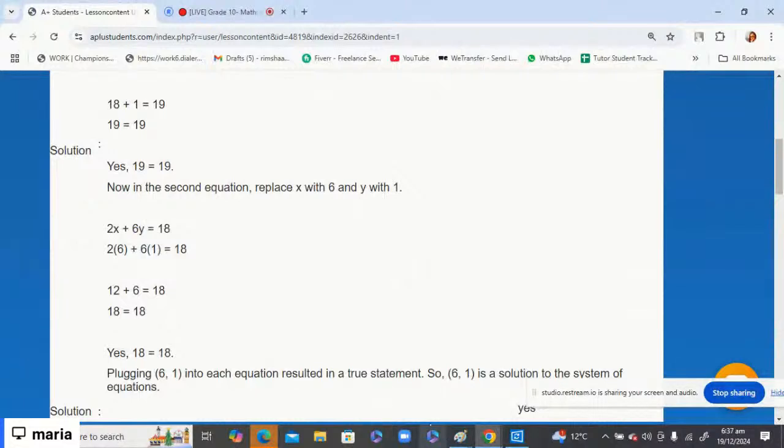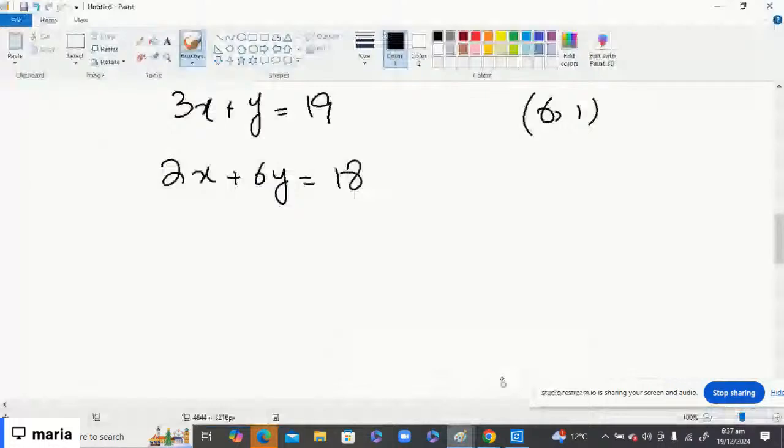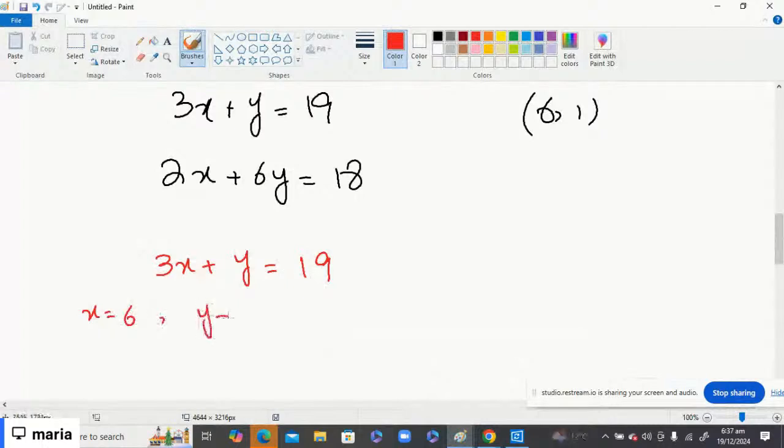Is this a solution to this system of equations or not? Okay, let's go with it. The first equation I'm going to write is 3x plus y equals 19. Your value of x is 6, your value of y is 1 in this set. This is your x and this is your y.